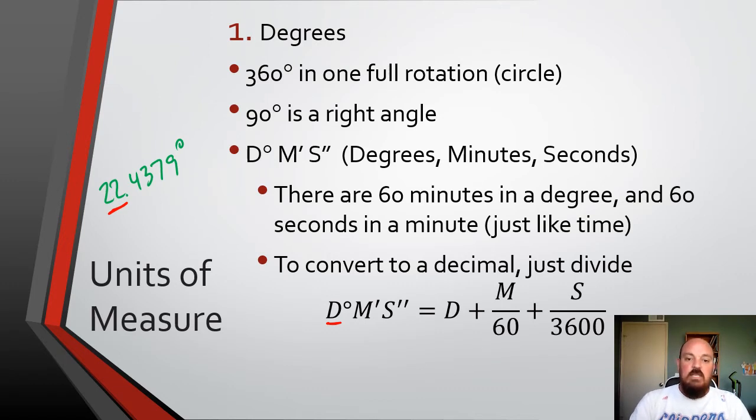Now the minutes and seconds part, this is your decimal part. Now there are 60 seconds in 1 minute, so I take the minutes part, divide by 60. That converts it to a decimal. There are 60 times 60, or 3,600 seconds in 1 full degree. So I take the seconds part and I divide that by 3,600, add it all up, and it'll convert it into this decimal part over here.